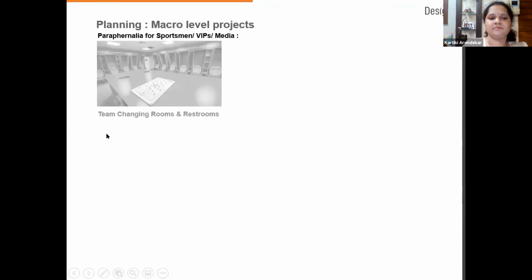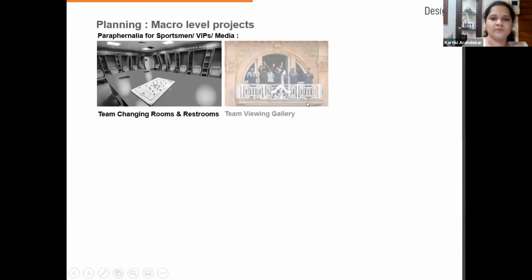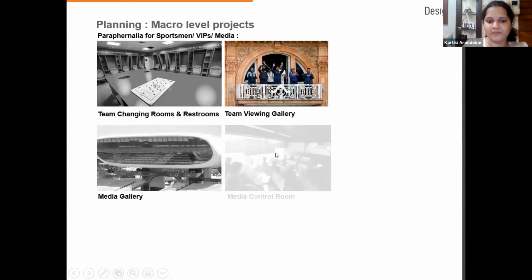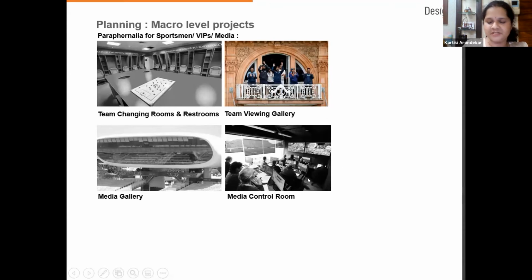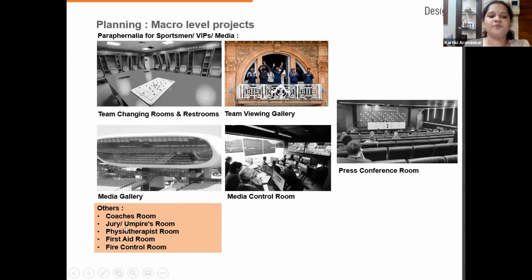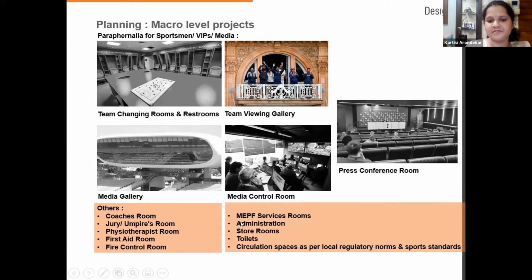If you are a sportsman, you have your changing rooms and restrooms and your strategy planning room. Of course, the viewing gallery is a concept used in cricket. Otherwise, I think most of the sports have dugouts. You have a media gallery or media room, a control room where you have all the simulations and graphics done, and a press conference room for them to conduct events. The other rooms are coach's room, jury or umpire room, physiotherapist room, first aid room, fire control room, and the supportive services which are MEPF rooms, administration, store rooms, toilets and circulation spaces.